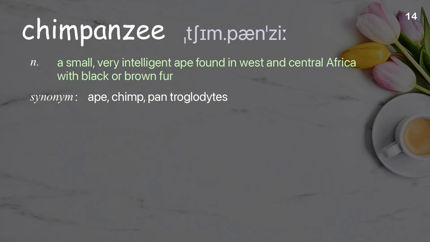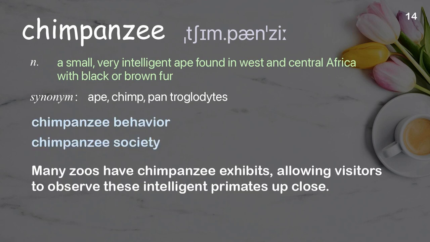Chimpanzee. A small, very intelligent ape found in West and Central Africa with black or brown fur. Examples: Chimpanzee behavior. Chimpanzee society. Many zoos have chimpanzee exhibits, allowing visitors to observe these intelligent primates up close.